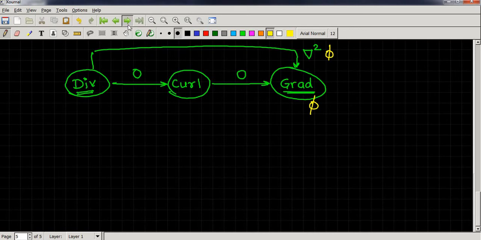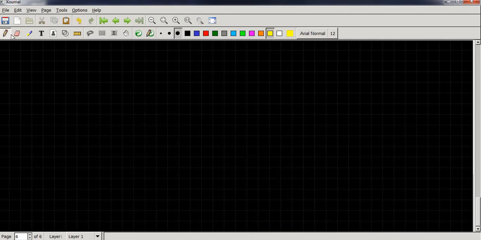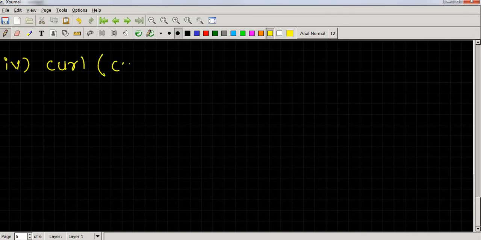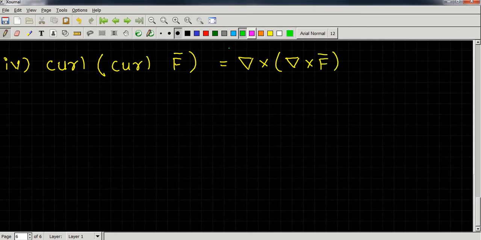Again, we go for the next set of rules. Curl of f bar, that is del cross f bar. For simplifying this, we need to go through vector triple product rule. If we have a bar cross b bar cross c bar, then this vector triple product is calculated by using one simple trick. First, a bar is outside the bracket, so we need to keep a bar inside the bracket.